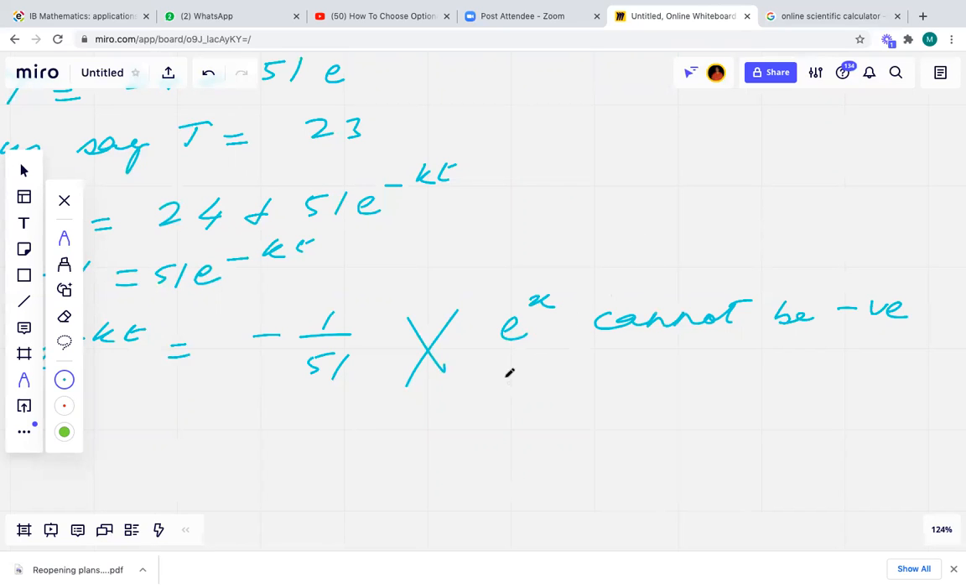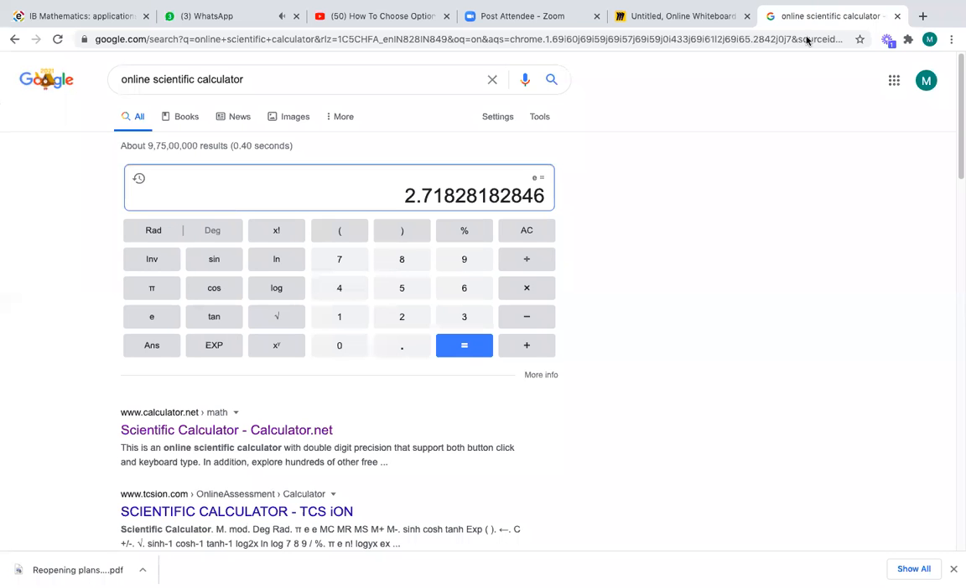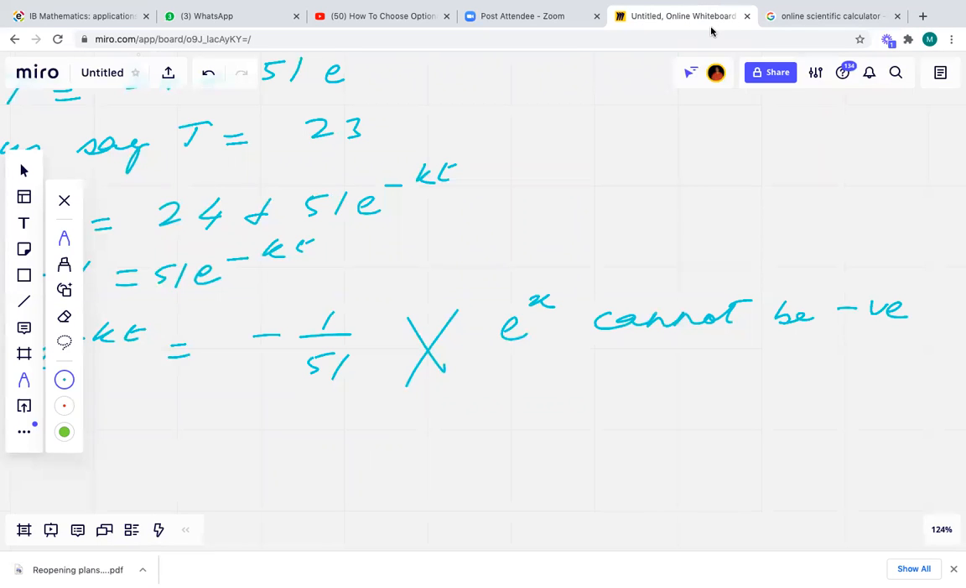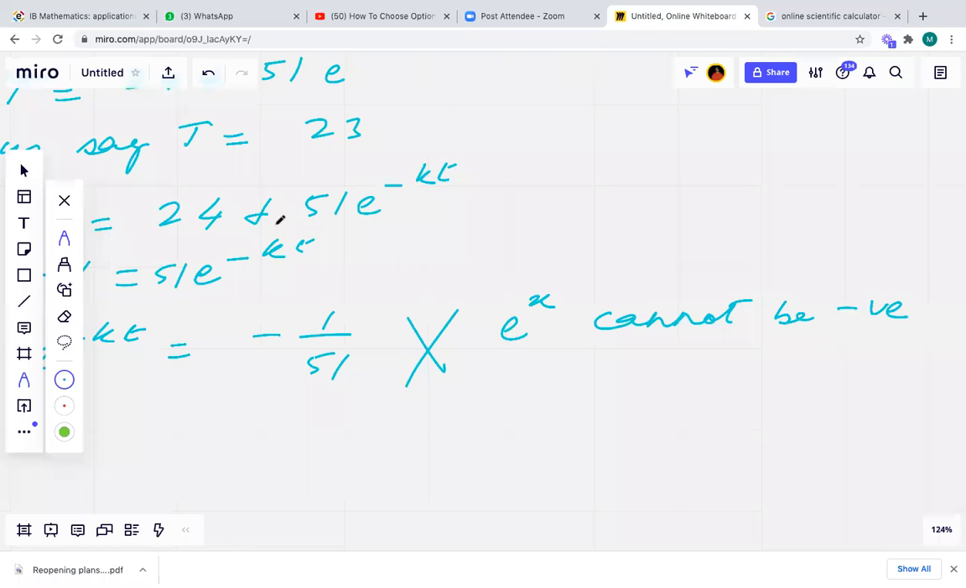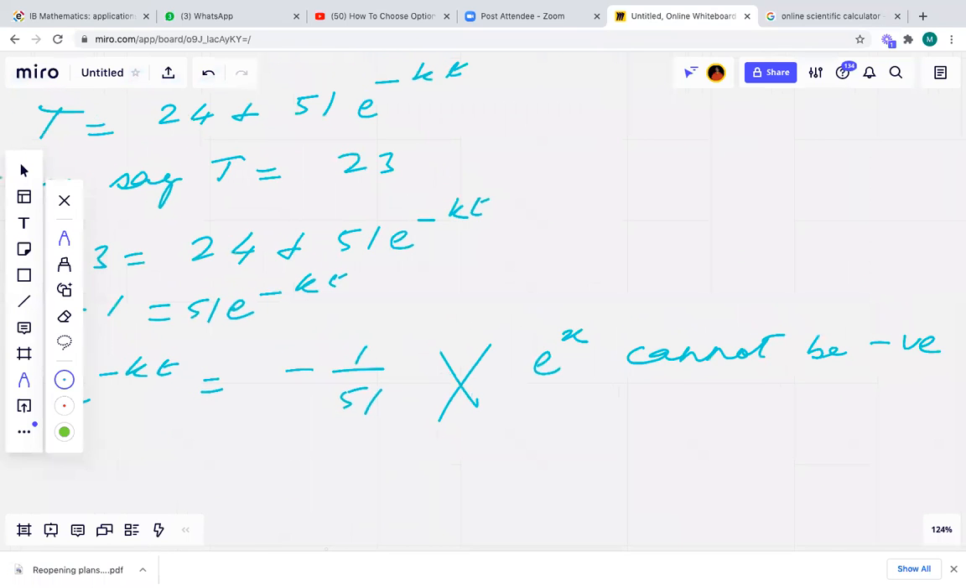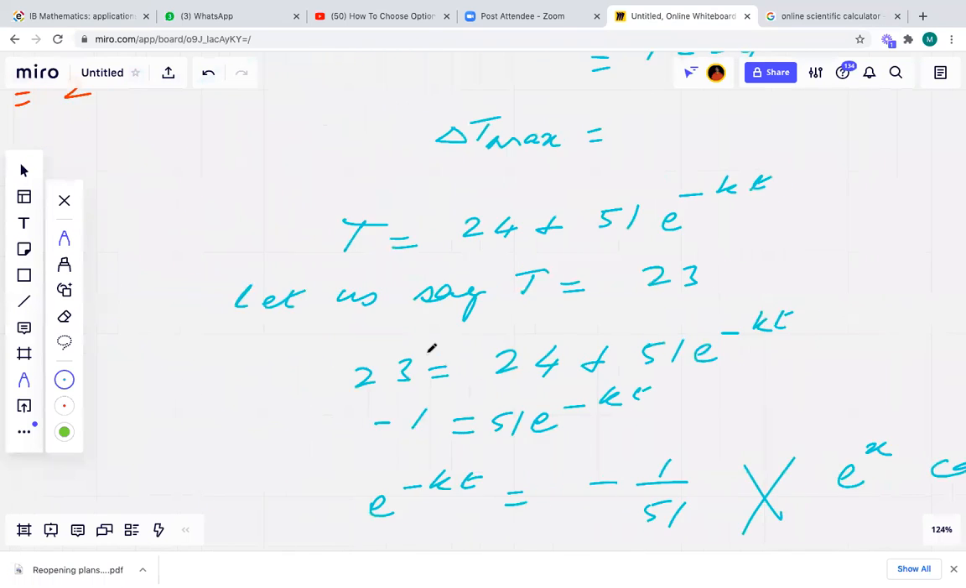I say 2.7 raised to minus 10, minus 1, or minus 2 will be positive. The exponential function cannot be negative. So therefore, temperature cannot be less than 23.